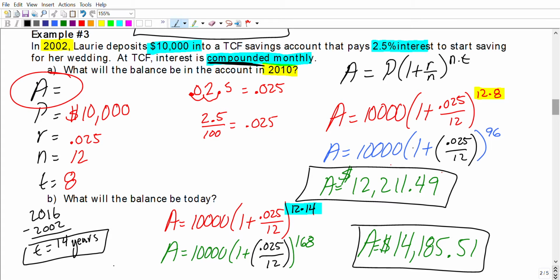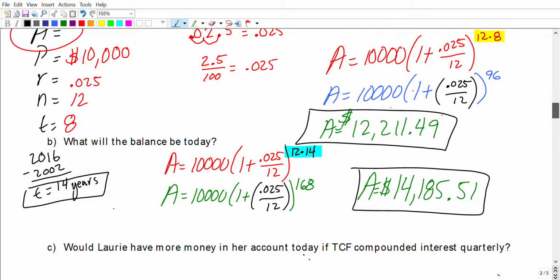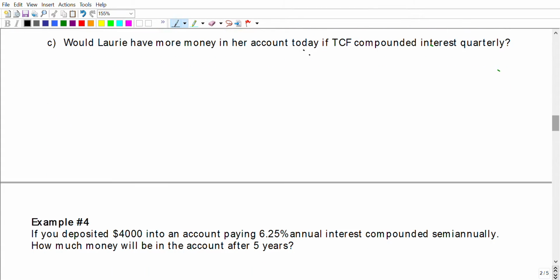All right, so after 14 years and depositing an original $10,000, you've actually increased the amount in your bank account, if you were at TCF, by $4,185. Unfortunately, interest rates aren't that great nowadays, so you probably aren't gonna find something like that, but you might. I just haven't found one.